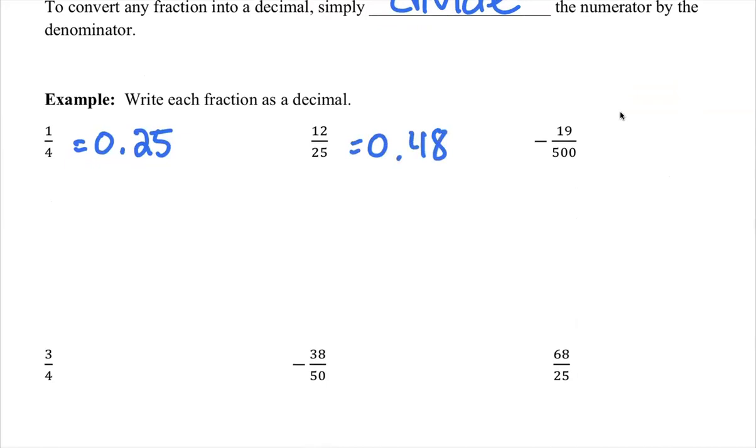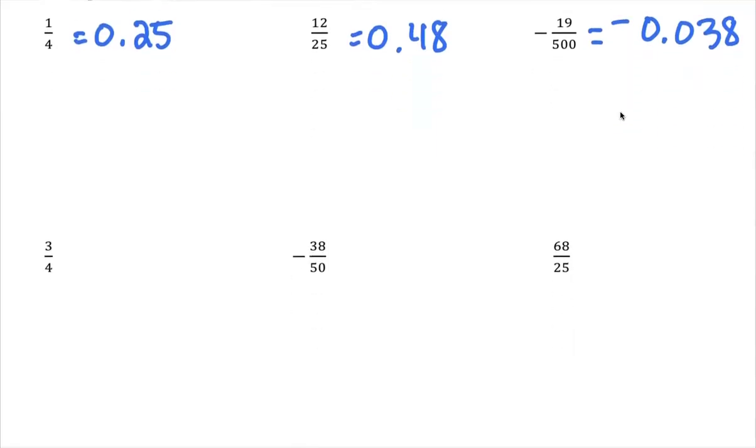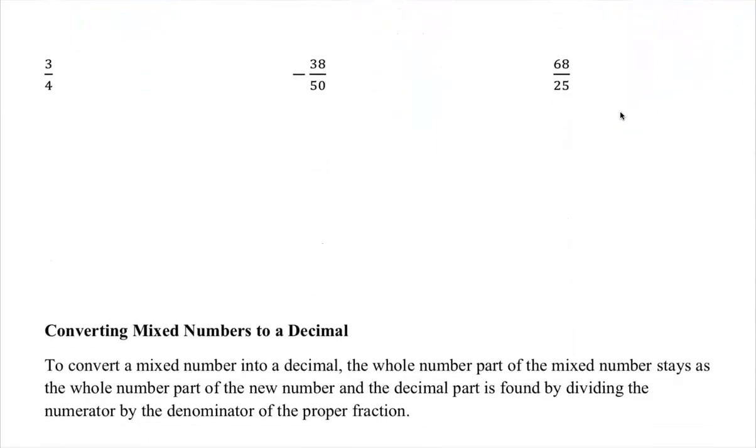0.48. Negative 19 divided by 500. Again, all of these are going straight into the calculator. There we go. I'm not going to go through the rest of these. It is just calculator usage. Let's see if anything different comes up.